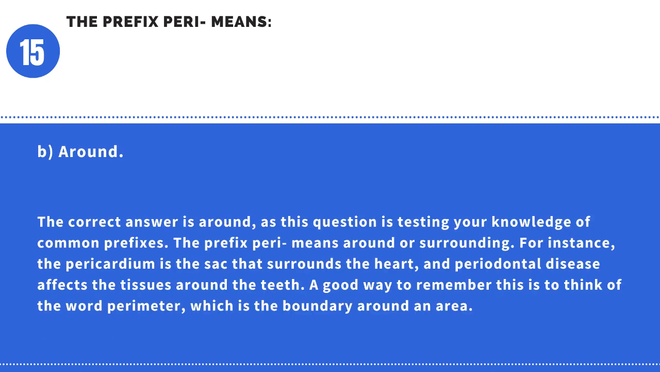Answer: B. Around. The correct answer is around, as this question is testing your knowledge of common prefixes. The prefix peri means around or surrounding. For instance, the pericardium is the sac that surrounds the heart, and periodontal disease affects the tissues around the teeth. A good way to remember this is to think of the word perimeter, which is the boundary around an area.